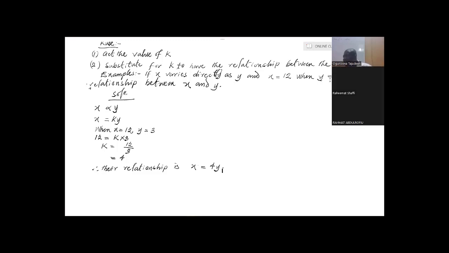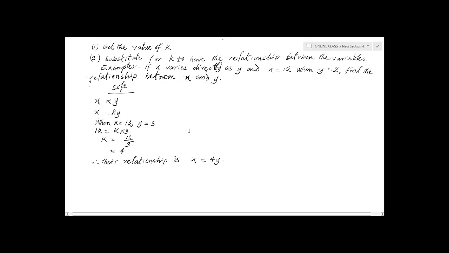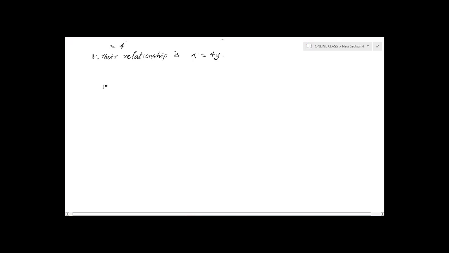Rahima, I think that is clear. Abikudos, you are just joining. Is that clear? Yes, sir. Okay, now let's look at another example. We are going for example 2 now.